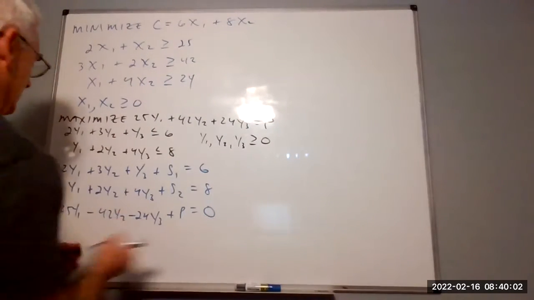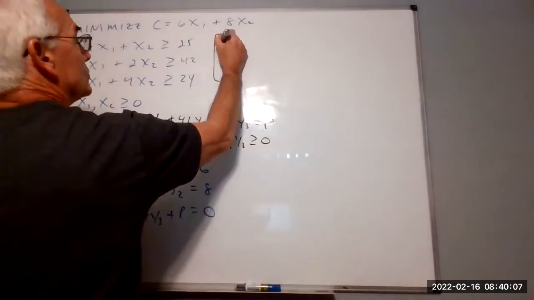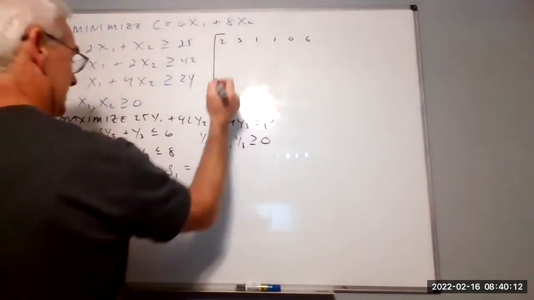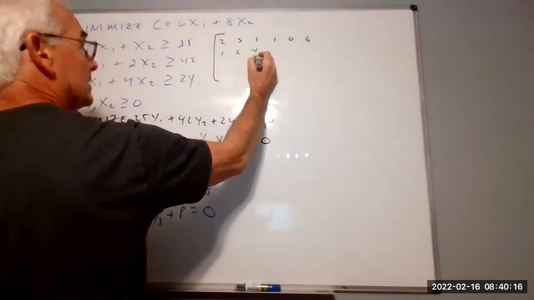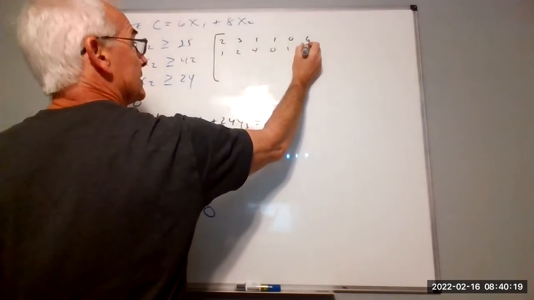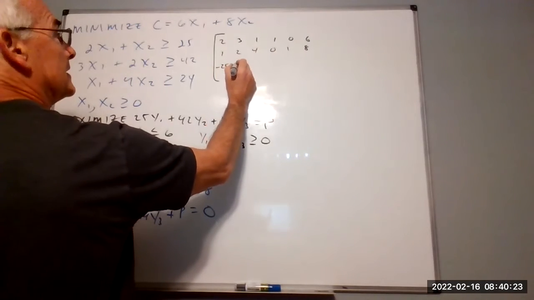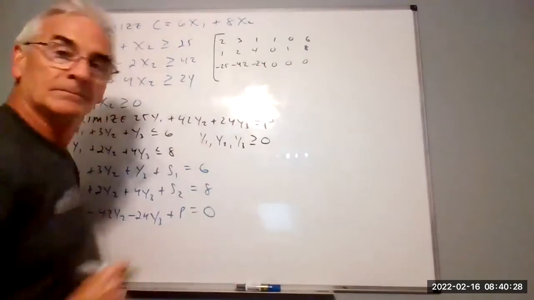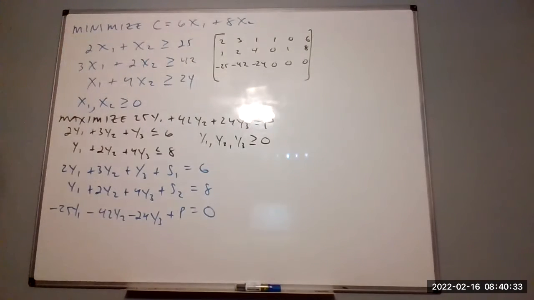I'll use black. Okay, so I've got 2, 3, 1, 1, 0, 6. I've got 1, 2, 4, 0, 1, 8. I've got negative 25, negative 42, negative 24, 0, 0, 0. Hopefully everyone can see that easily. Perfect. All right, now let's select our pivot.